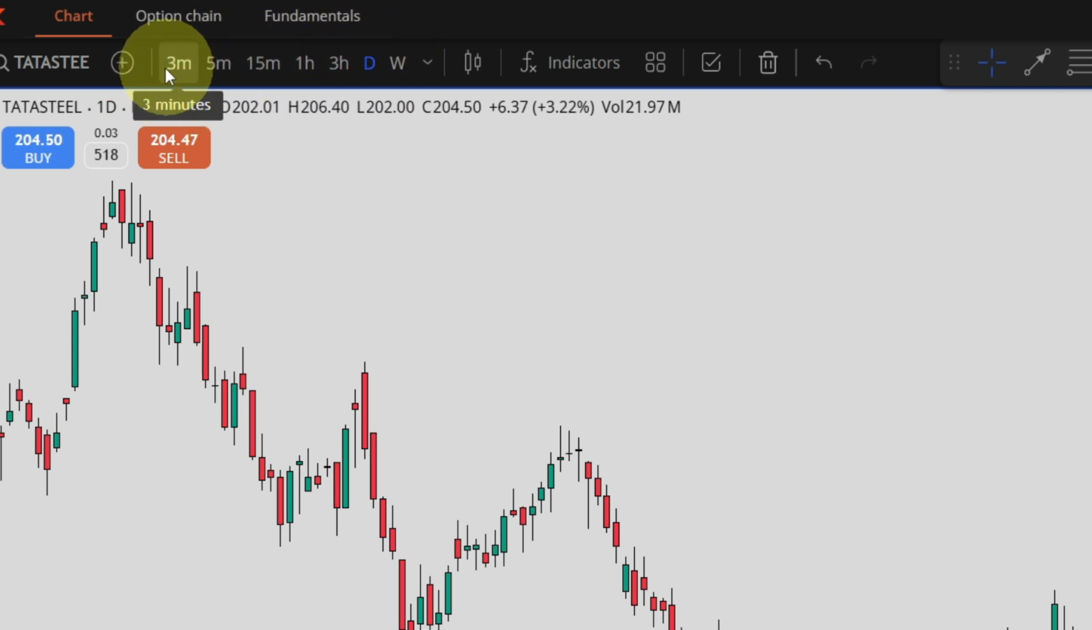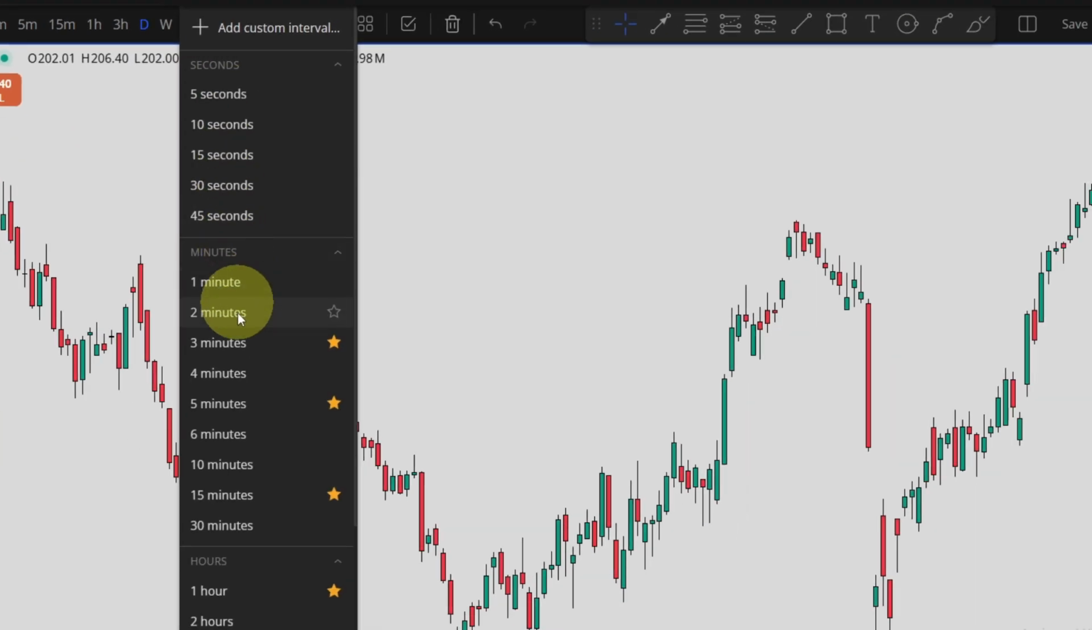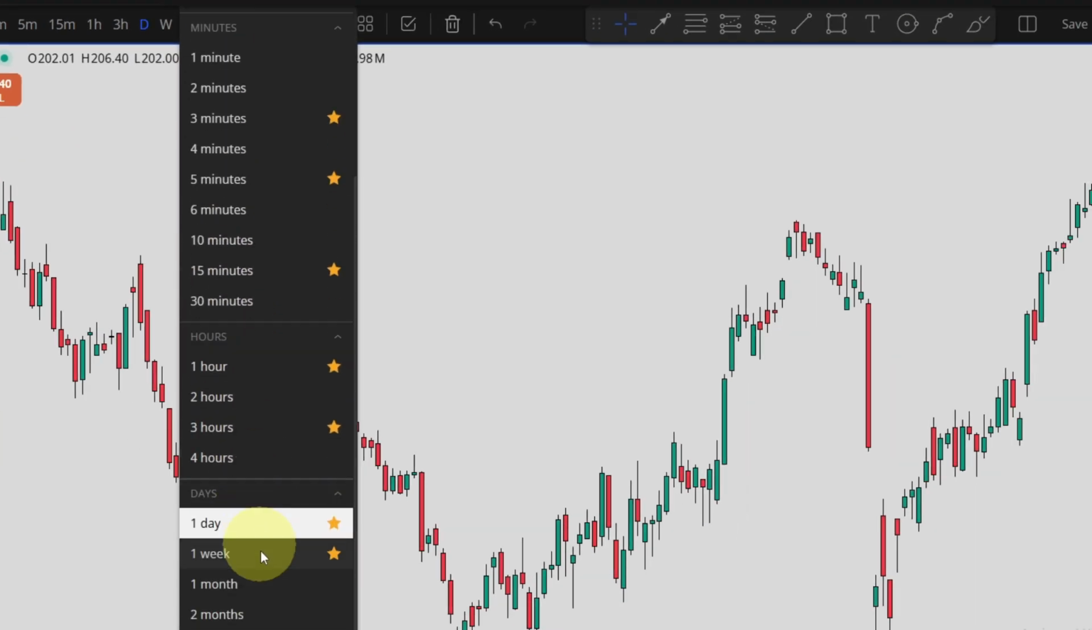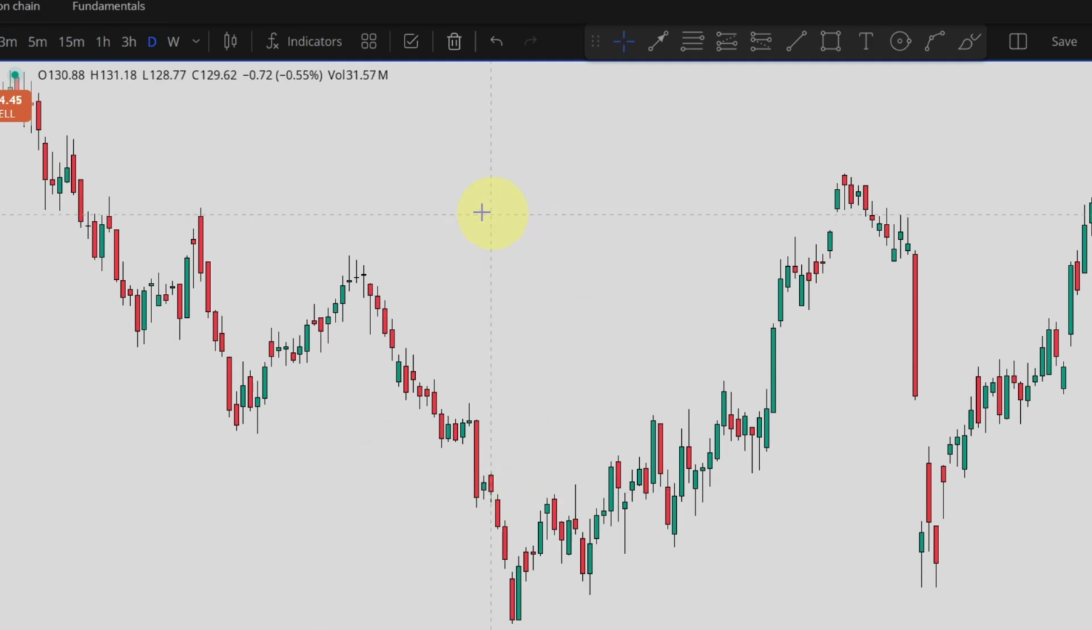If you can't see these options here, you have to click on this little icon. Now you can see there are so many options already available here. If you are an intraday trader, you have to choose from 1 minute to 1 day. If you are a swing trader, then 1 week to 1 month will be better. And if you are an investor, then go for 2 months to 12 months, any of your favorite option. So here I am going to choose 1 day from it. Now as you can see, our chart is opened on a daily time frame.